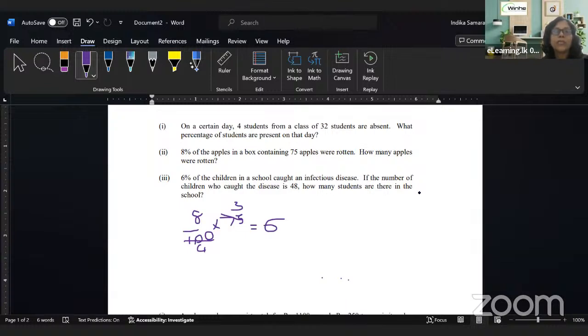If the number of children who caught the disease is 48, how many students are there in the school? How do we find it?